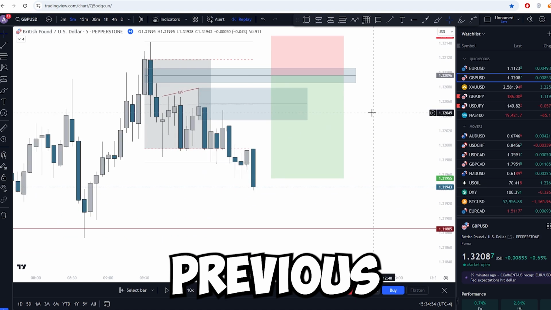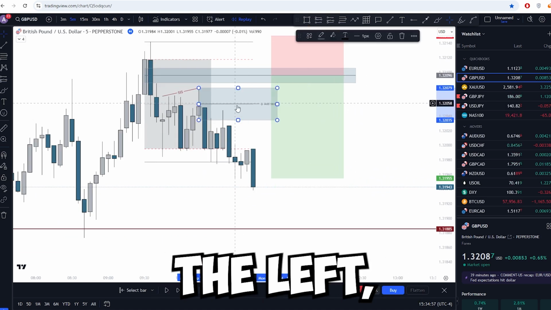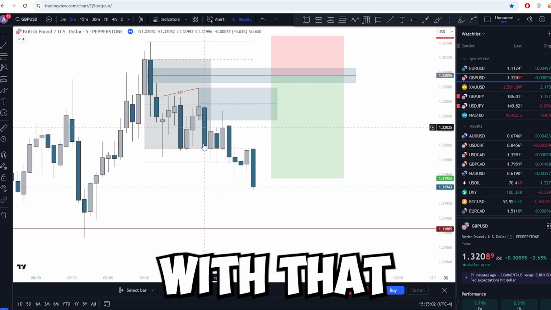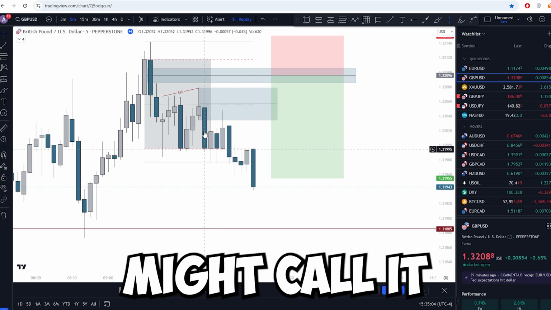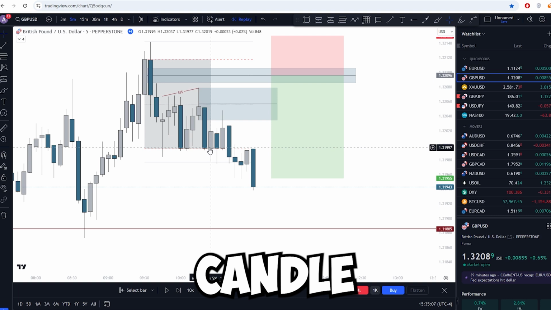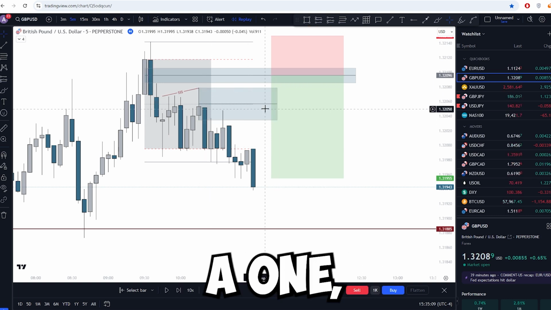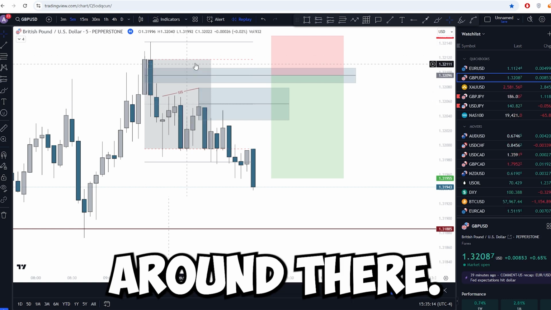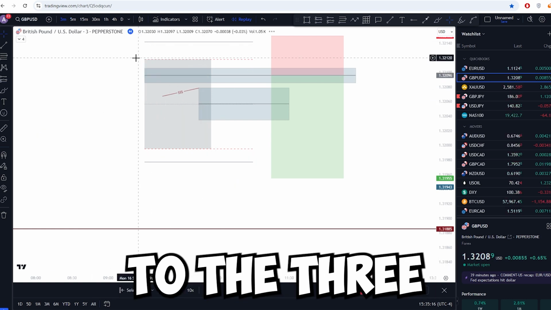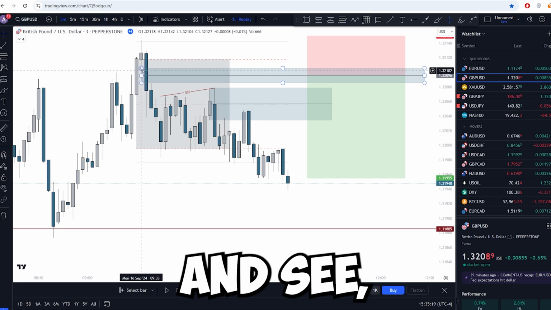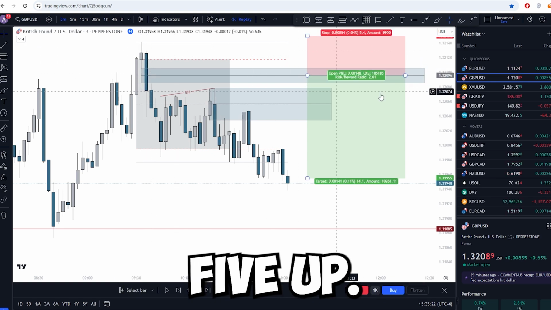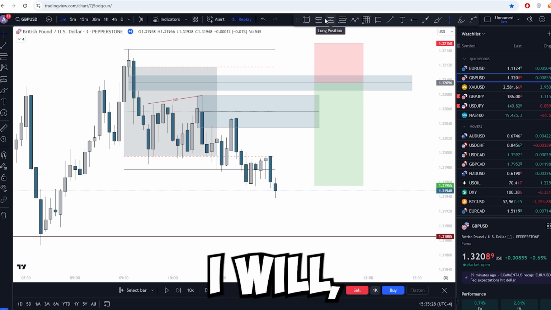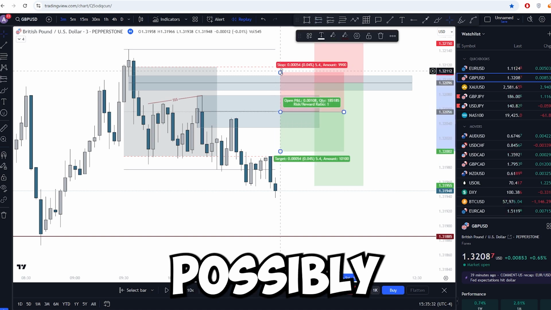Now, looking back at previous price action, if we just look to the left, we can see that before this was a big displacement with that massive, some people might call it a Mariposa candle, but massive engulfing candle as well. So that is one point of interest. We also could have another point of interest somewhere around there. I'm going to drop down to the 3-minute and see what we have here is a 3-minute fair value gap. So I'll put a pending order there, and then I will put half a position possibly there.